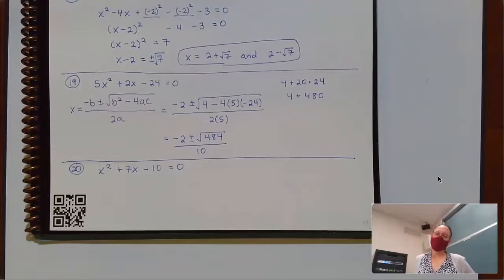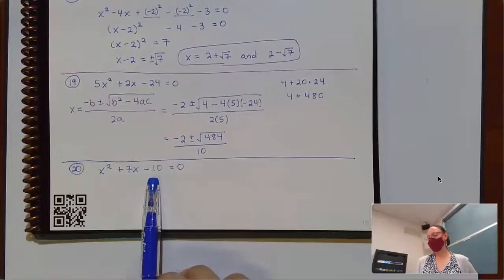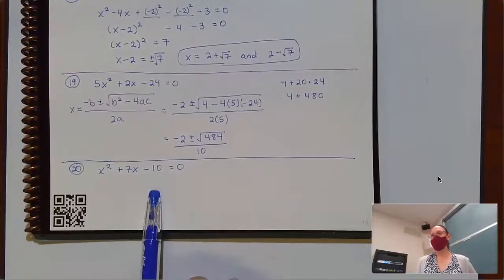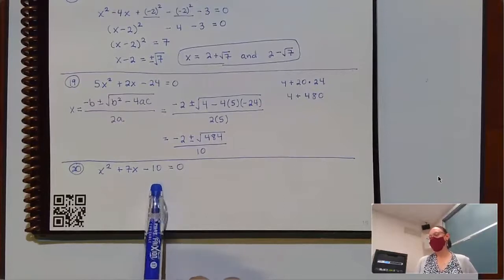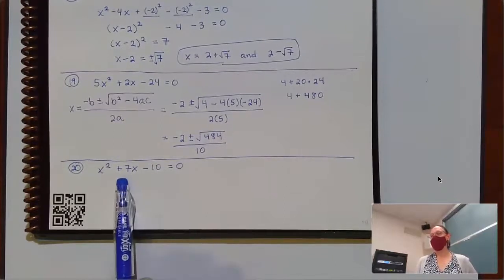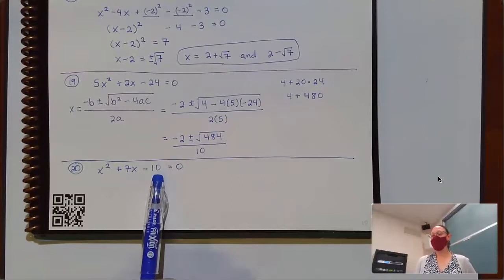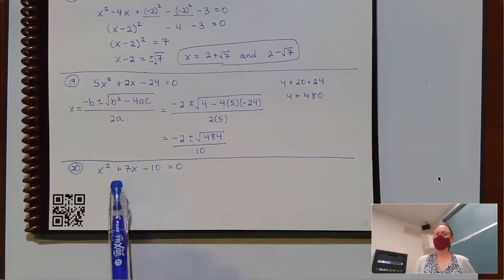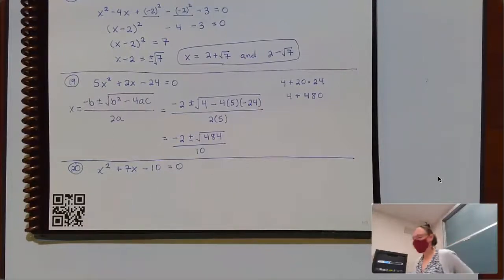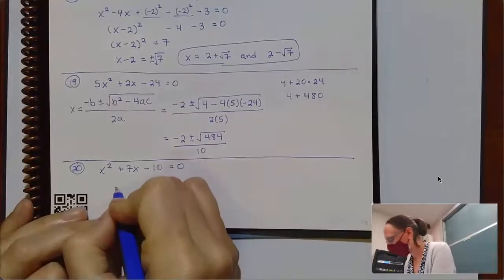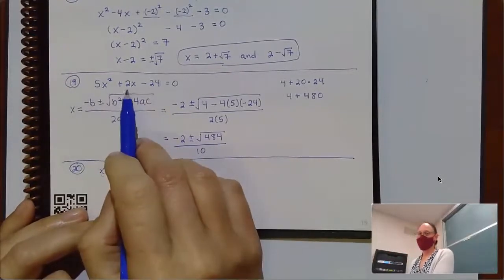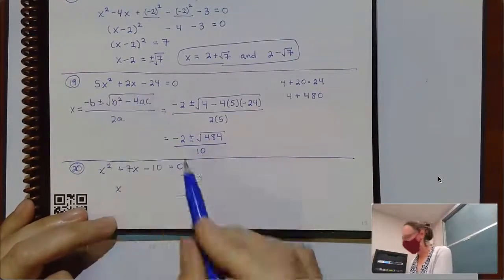I don't think that factors. Because to get a -10, I need one number to be positive and the other to be negative. So like 5 and 2 would add up to 7, but I would need one of those to be negative. So it's not really going to work. So I think we're going to have to quadratic formula it. By the way, this one does factor, pretty sure.